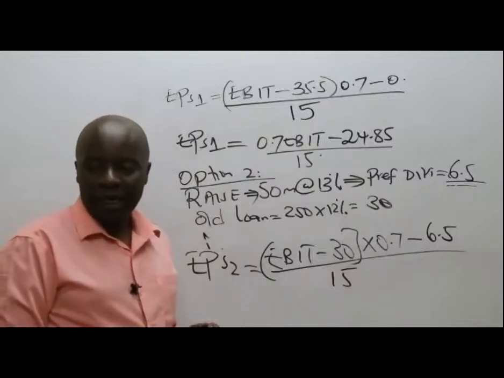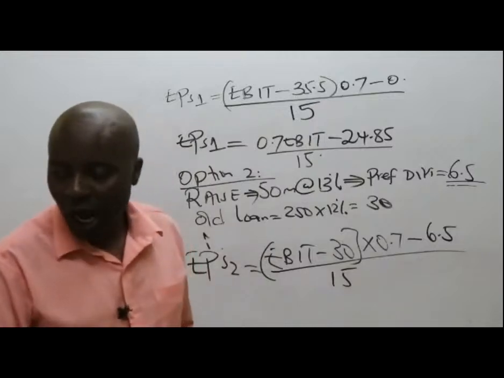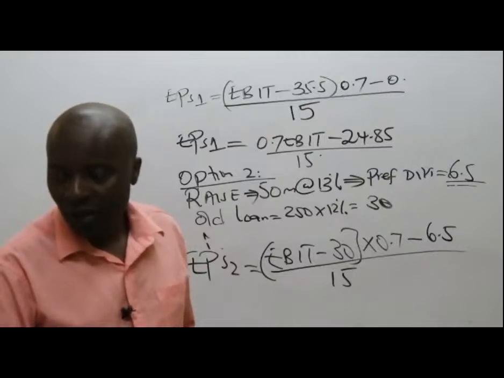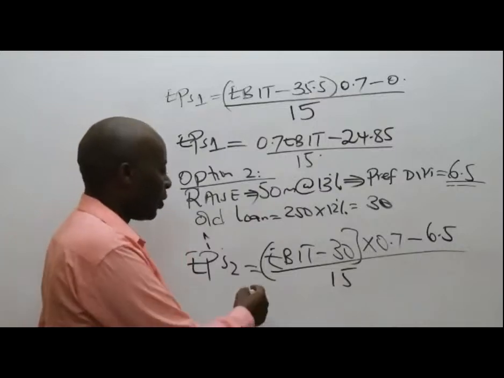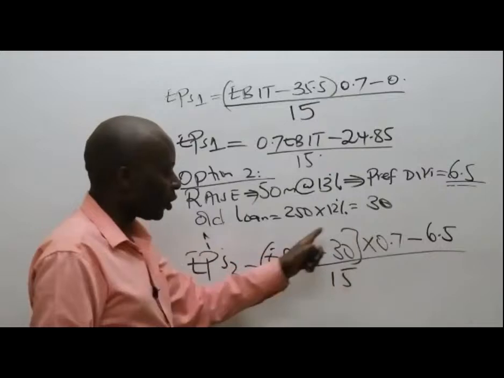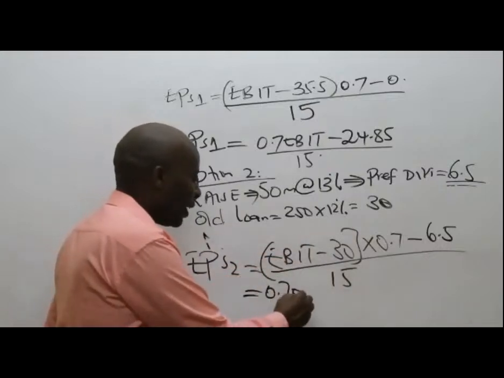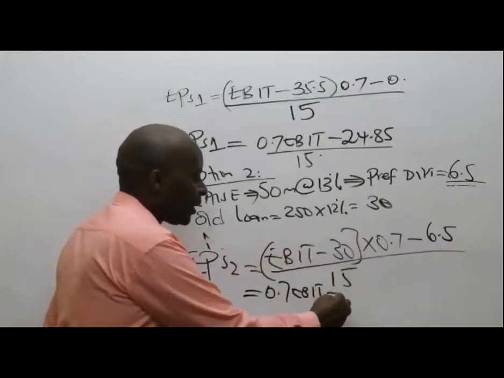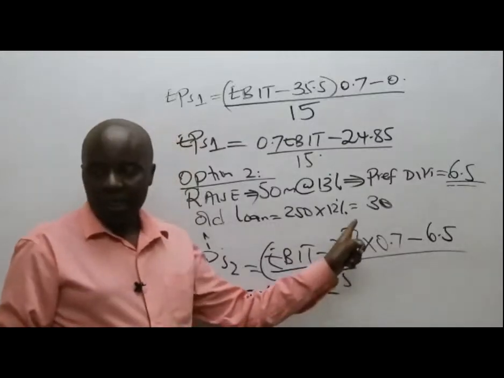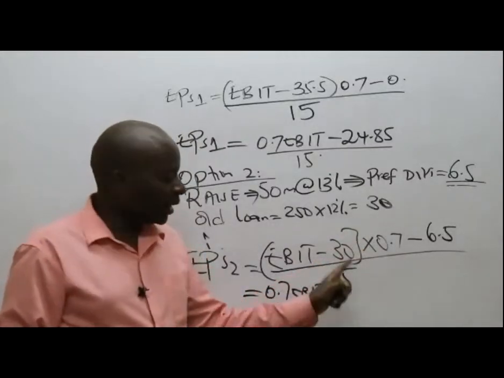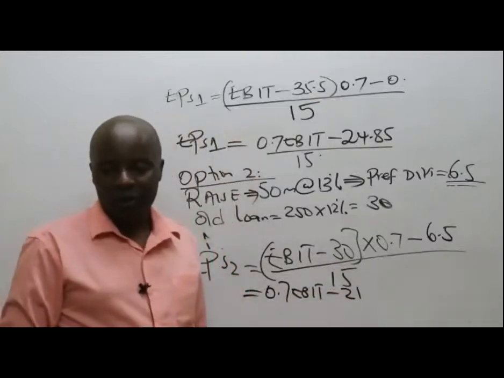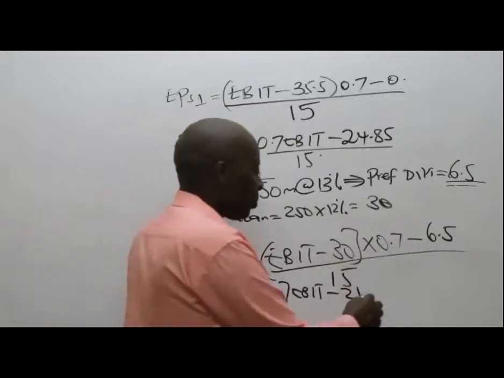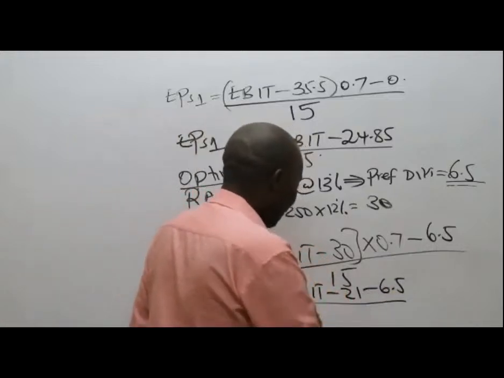So please go ahead and try simplifying this for us. So what will we be having here? This and this gives me 0.7 EBIT, minus 30 times 0.7. 30 times 0.7 gives me 21. Minus 6.5, all over 15.